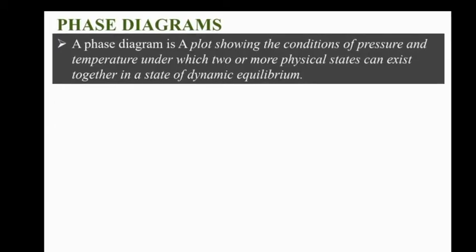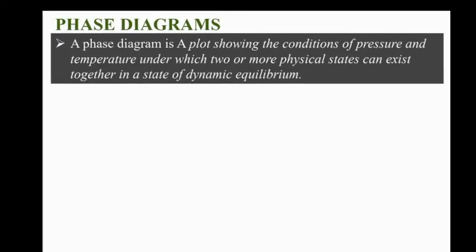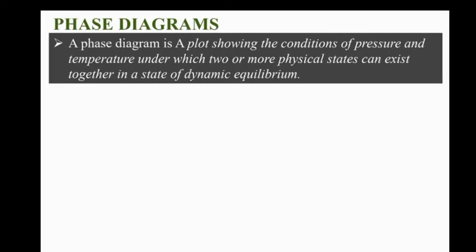Hi all. Today we are going to discuss the phase diagram. We have already discussed that the phase diagram is a map that shows which phase is the most stable at different pressure and temperature. The phase diagram is a plot showing the conditions of pressure and temperature under which two or more physical states can exist together in a state of dynamic equilibrium.